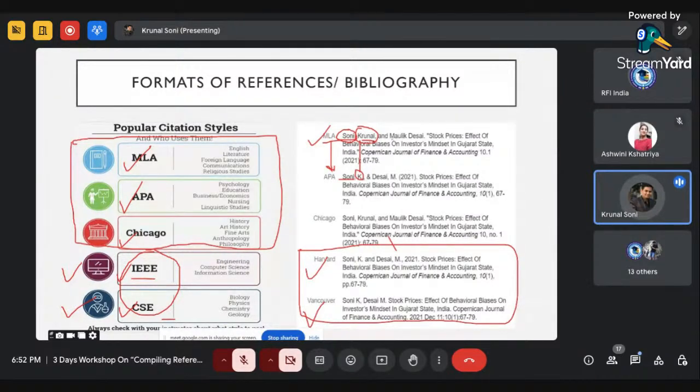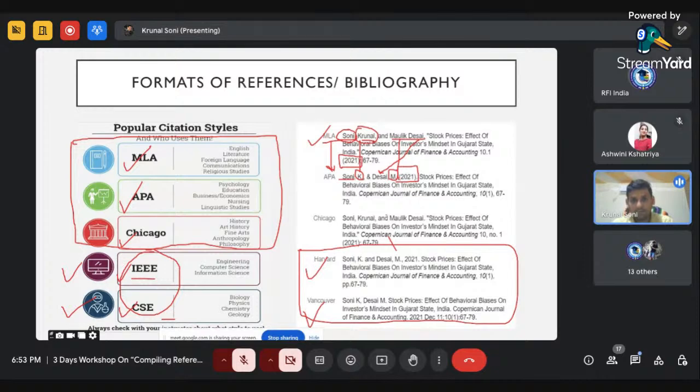Right? And then Maulik Desai, right? So Desai comes first as a surname, and the first name is only the first initial, Maulik. Then you can see the year of publication coming after the name of the journal in MLA. But in APA, immediately after the author name, you have the year of publication. So these are the difference points, right? From MLA to APA, if you are going for it.